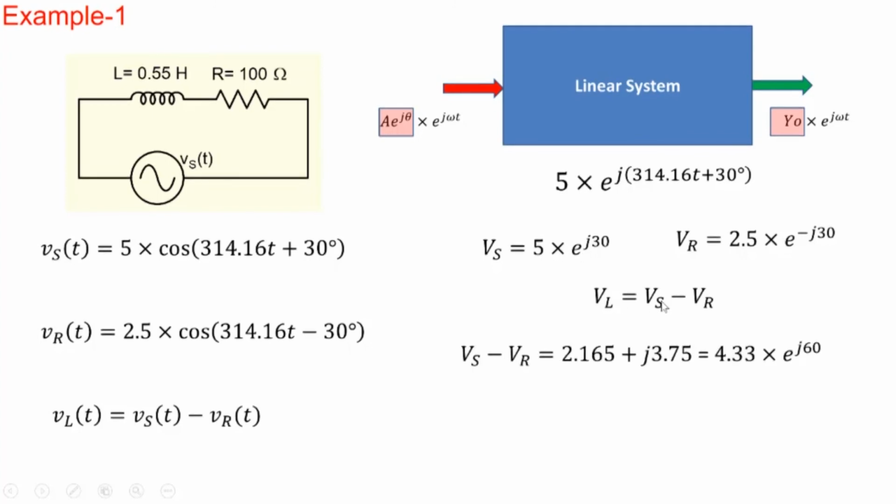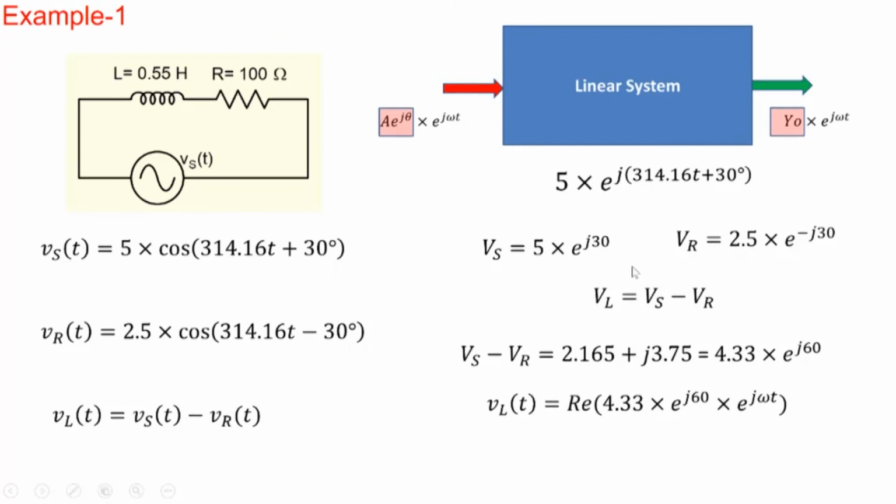And so we can do that, Vs minus Vr, we can write this up into complex quantity here, and we get this, we express it back as 4.33 e to the power j60. So this is VL. But now let's do what? Let's add the e to the power j omega t here, because it is there as part of all my signals.